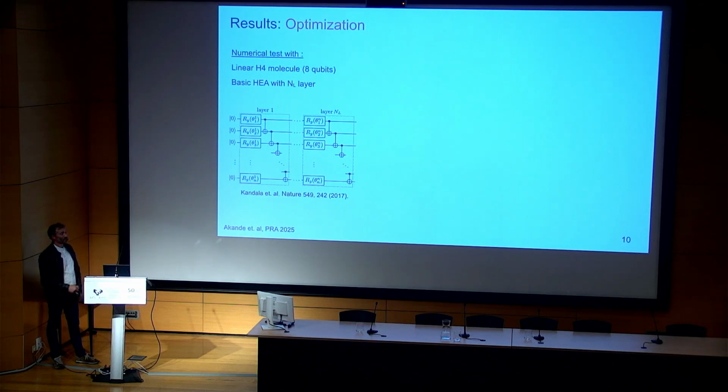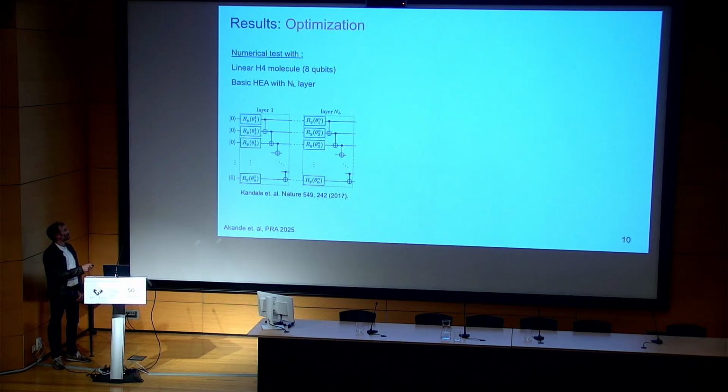We take the linear H4 molecule, so nothing really exciting yet from the point of view of physics, and we have taken the most simple variational circuit that is available, which was proposed nearly 10 years ago by people from IBM, which just consists of a layer of RY gates followed by linear entangling gates.